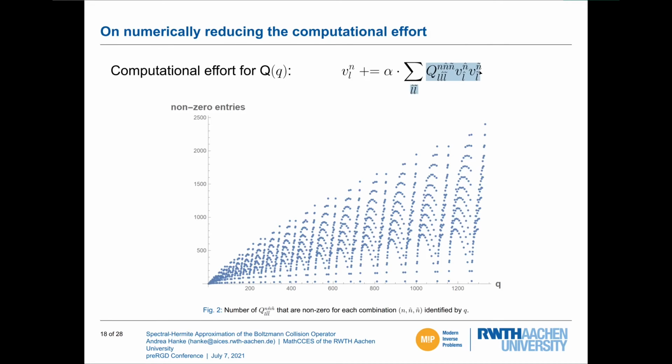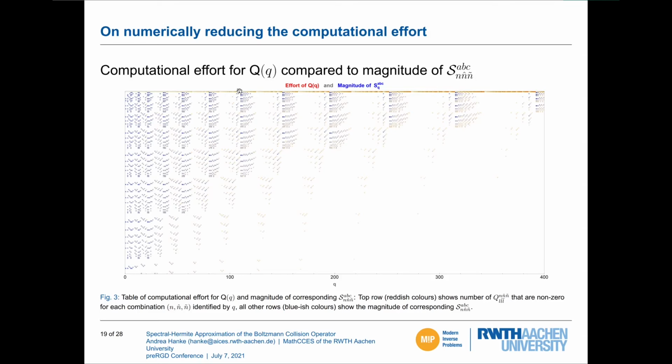You can see here a table of the computational effort of Q, which is color-coded in red. The redder, the higher the effort for our calculation Q. And also in blue colors, we can see the magnitude of our S coefficients, also depending on Q. And because we have multiple combinations of ABC for the same index Q of our N triple, you have many entries of S that apply to the same Q.